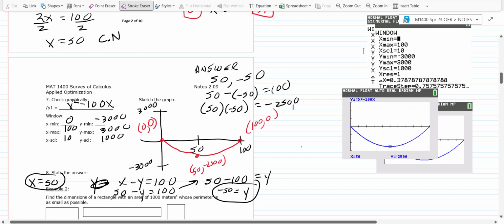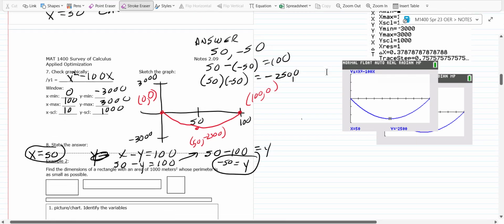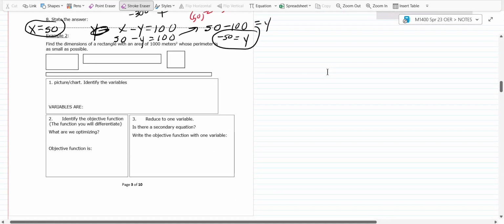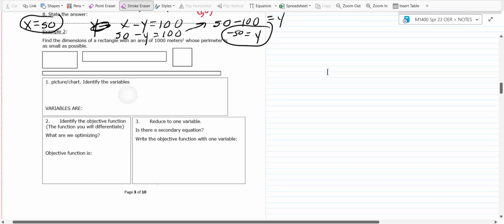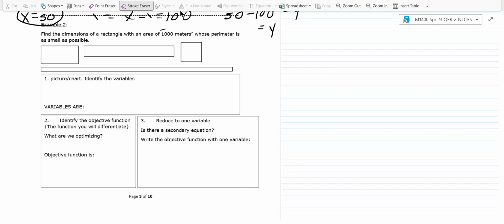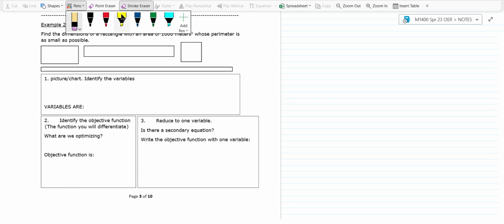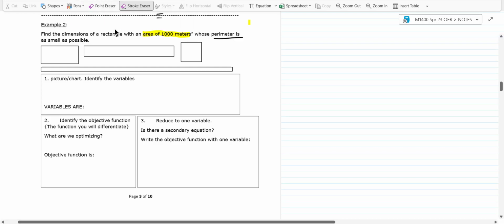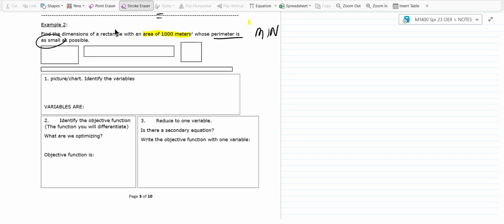Okay. Now, all of these problems are going to follow this same kind of strategy. They get a little bit harder, maybe. They all have different ideas in them. This example 2, if you read the problem, it's going to say that you're finding dimensions of a rectangle that have an area of 1,000, so that's something you're given in the problem. And then it says the perimeter is as small as possible. So what you're doing is finding a minimum again in this problem.